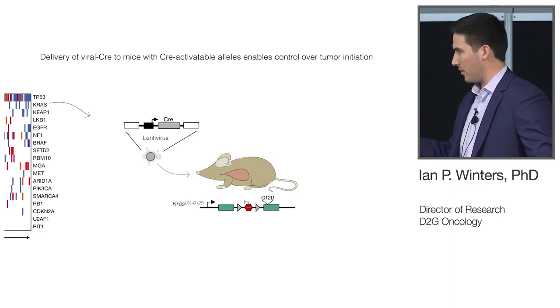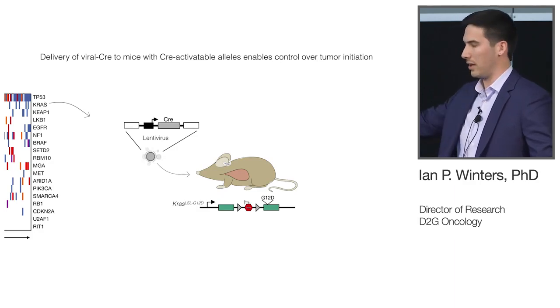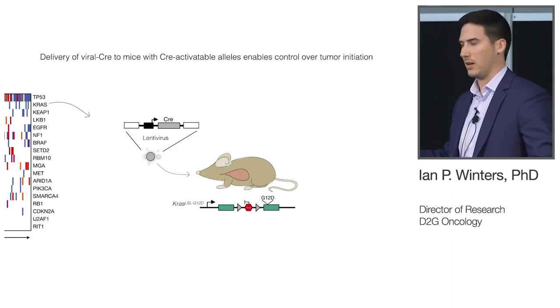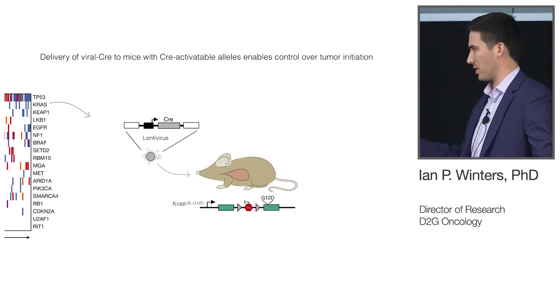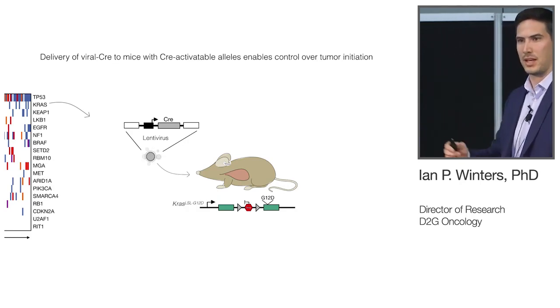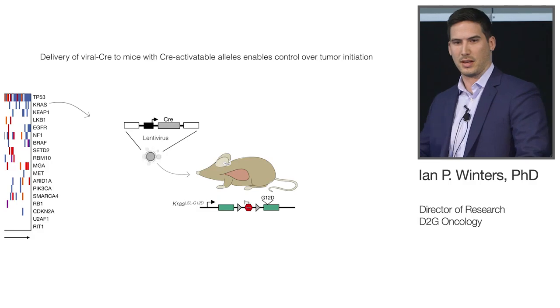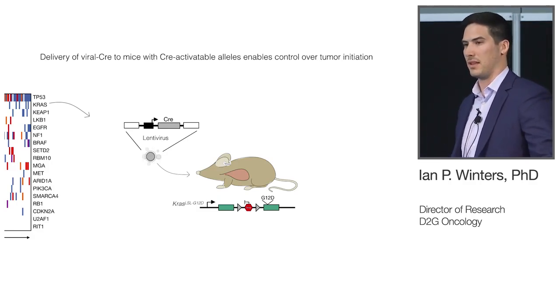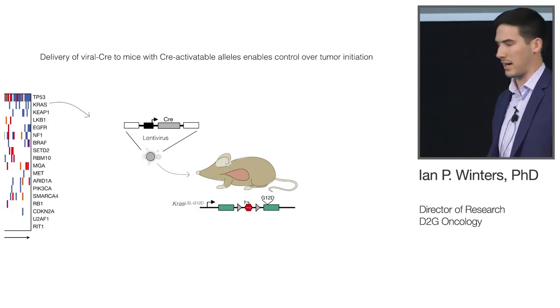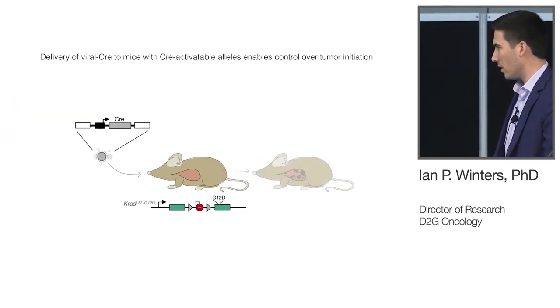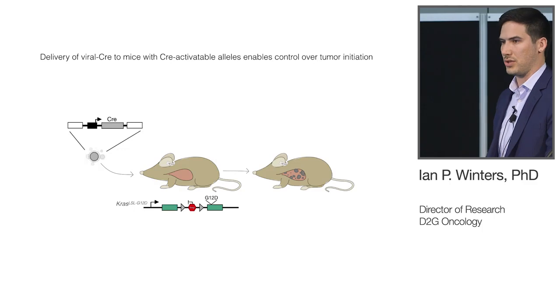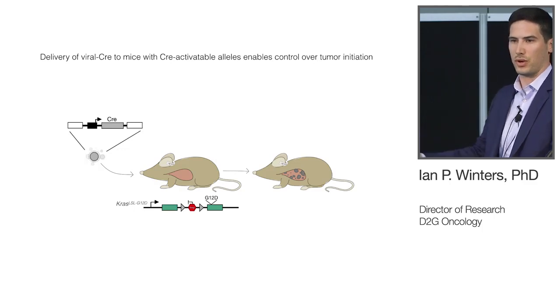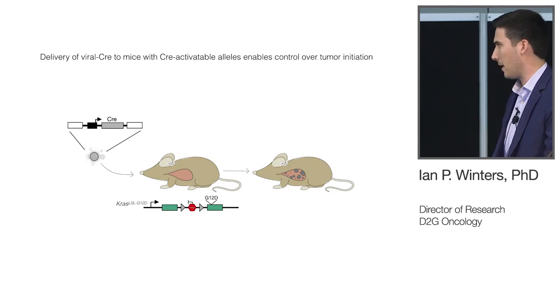Typically the way that this is done is you deliver a virus expressing Cre to a particular tissue type, for example to the lungs of this mouse, and cells that are transduced by that virus will integrate that viral genome, express Cre recombinase, and then lead to activation of, in this case, KRAS G12D. At the end, those cells that are transduced may or may not form an actual tumor in a de novo fashion within that mouse.